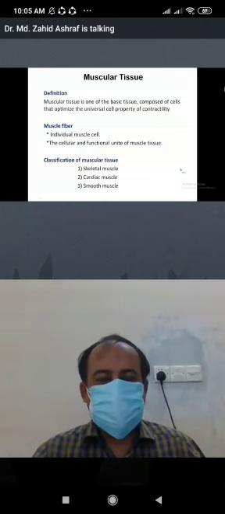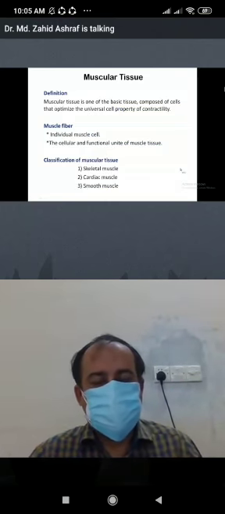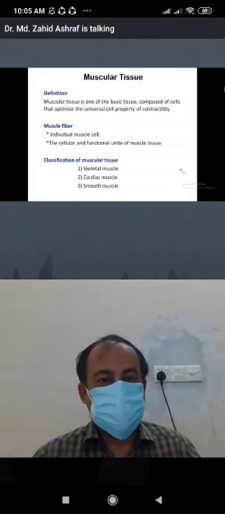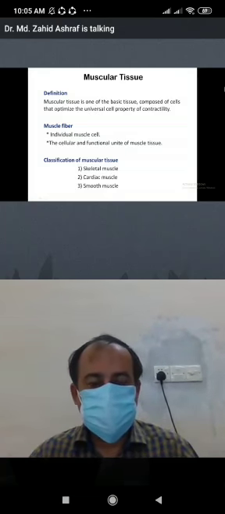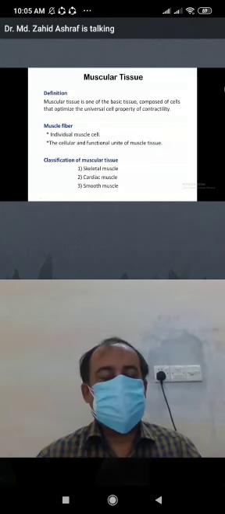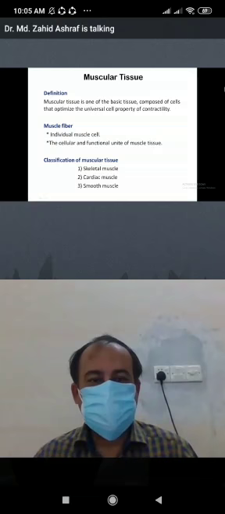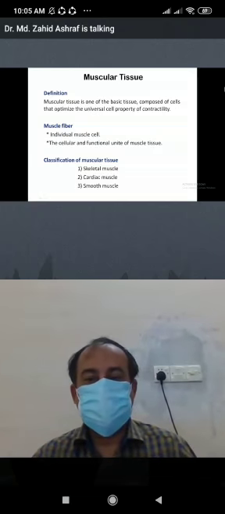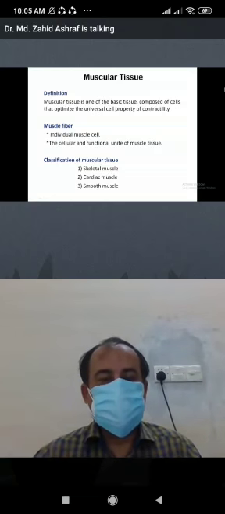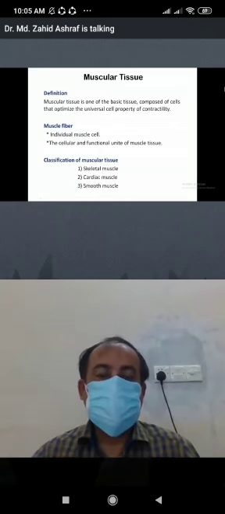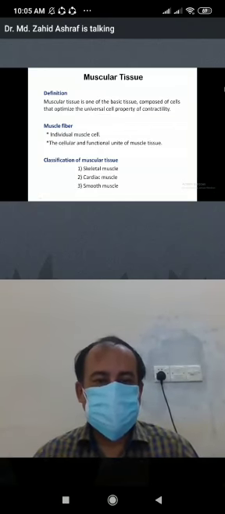So there is a definition. You can memorize it, or you can read any definition written in your book. But there are three special things that should be present in your definition. One, it is a special type of basic tissue. Another, it has a special property of contractility, and here the cellular component is the main thing. So there is a definition of muscular tissue.